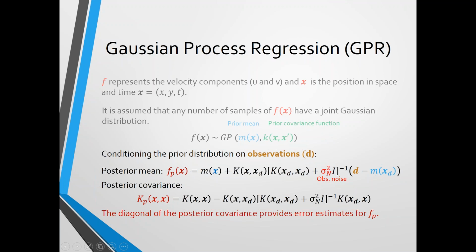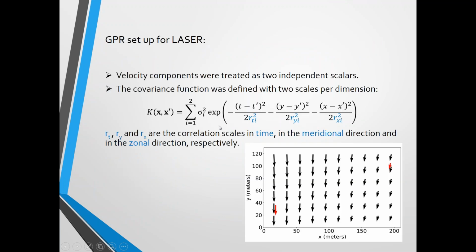Here in this equation, you see big K is the matrix of covariances, which are drawn from our covariance function. So here you have the covariance between the points x, where we want to estimate the velocity, and the position of the observations. And this is the covariance of the observations with themselves, but it's also drawn from the same covariance function. And you have an observation noise term.